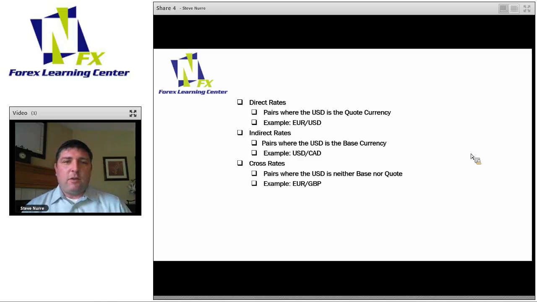So for me here in the US, I have three different types of pairs that I trade. I have what's called a direct rate transaction. That's whenever I trade a pair where the US dollar is the quote currency. That would be your Euro US dollar, Pound US dollar, New Zealand US dollar, Aussie US dollar, anything where the dollar is on the right side of the pair and is the quote currency, is considered a direct rate transaction. And those are pretty simple.